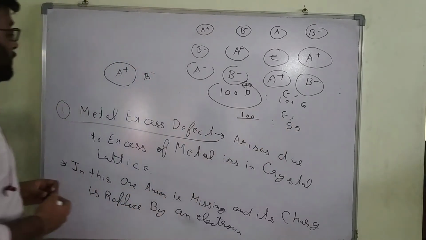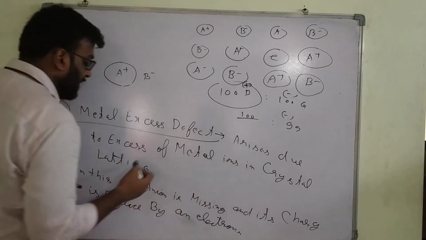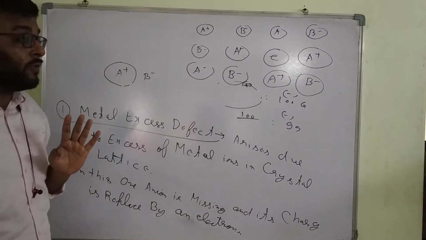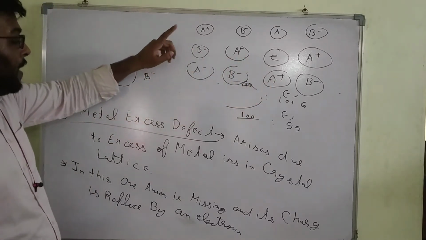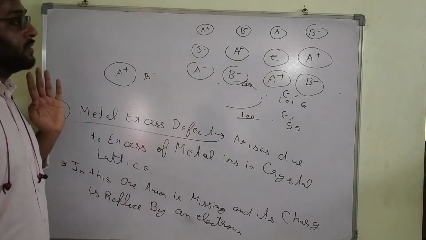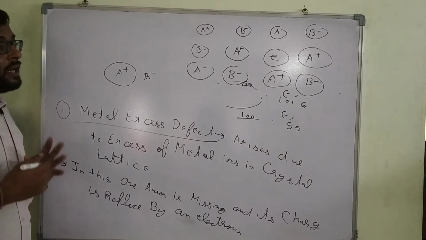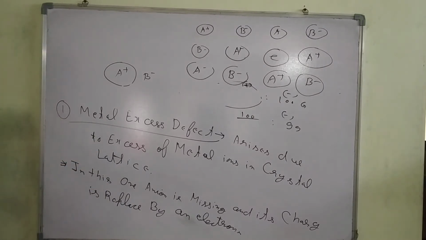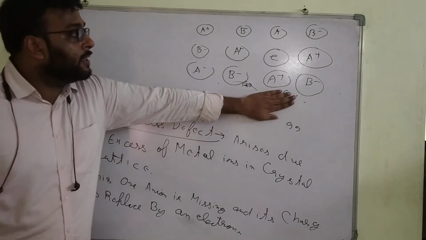So what happens in a metal excess defect? It arises due to excess of metal in the crystal lattice. There are many kinds of reasons, but it arises due to excess of metal in the crystal lattice. Are you getting why it arises? First point is clear. I hope this kind of diagram is there in your textbook.